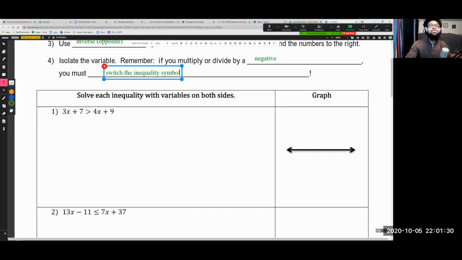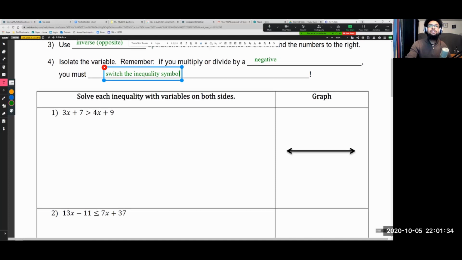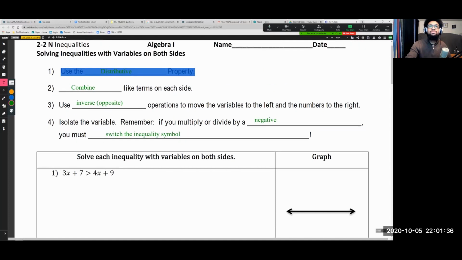Number one says 3x plus 7 is greater than 4x plus 9. So my first step is to distribute, use my distributive property. Do I have anything to distribute? I don't. Then I'm going to combine my like terms. I don't have any like terms on this side of the equation. And so now I'm going to start moving things. I'm going to use my inverse operations to move my variables to the left and my numbers to the right. So let's go ahead and start that.